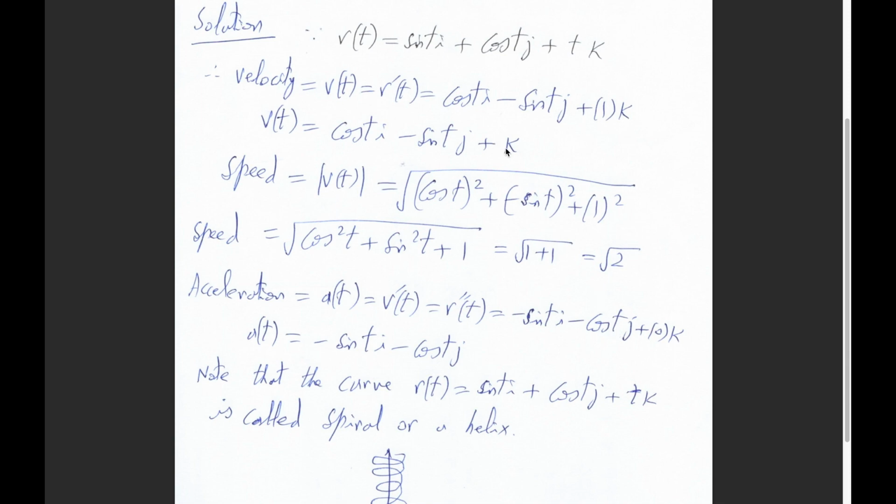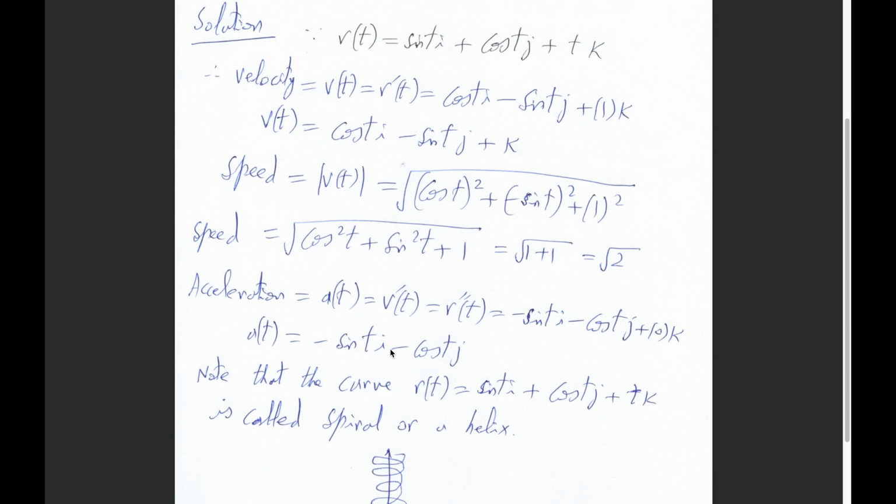And here is 1, you can see this. So the derivative of 1 is 0. If I simplify this, the acceleration will be minus sin t i minus cos t j plus 0k. So no need to write 0k. This will be your acceleration.